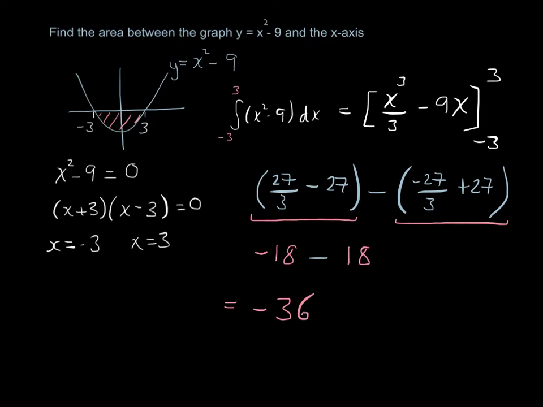Now that might seem strange to have a minus sign with an area, but that is simply because we are integrating a function and we're looking for an area that is below the x-axis. So on the last question our area was above the x-axis and we got a positive answer. Here the area is below the x-axis, so our answer is negative, and that will always be true. But we could say the area, or the positive area, is just 36 units squared.